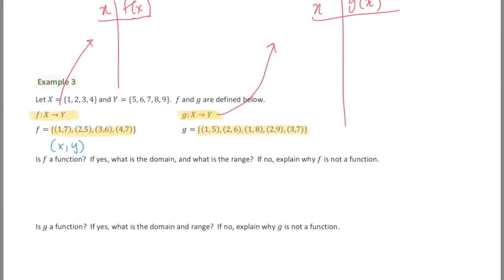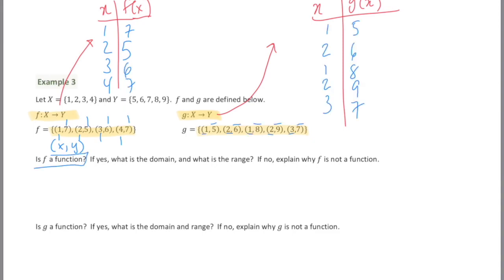So in this first set of ordered pairs, I see that my x values are 1, 2, 3, and 4, and then the y values are 7, 5, 6, and 7. And then for my g, is f a function? And is g a function?